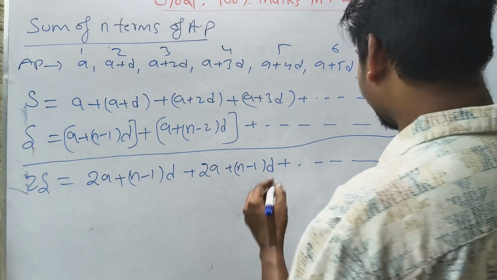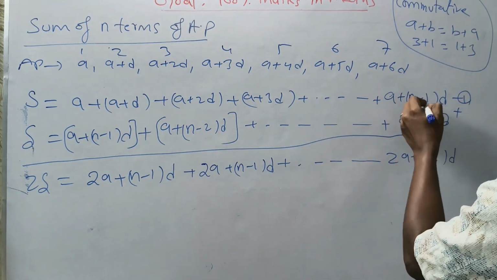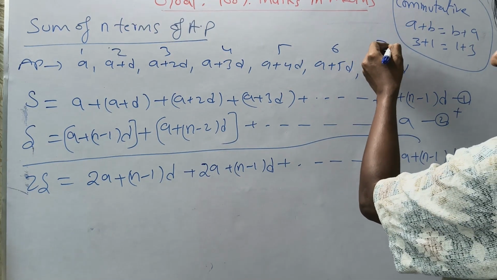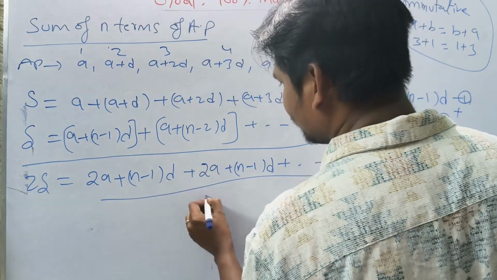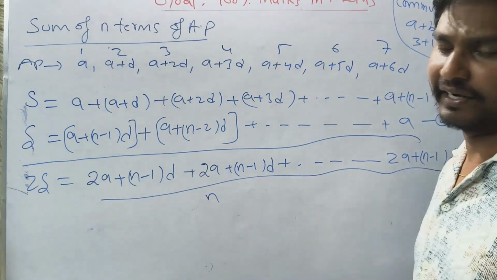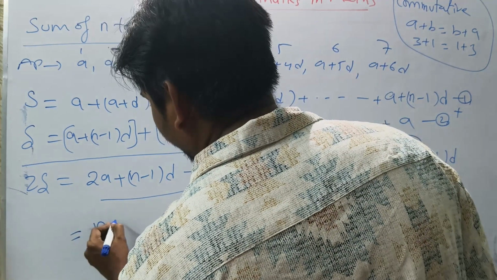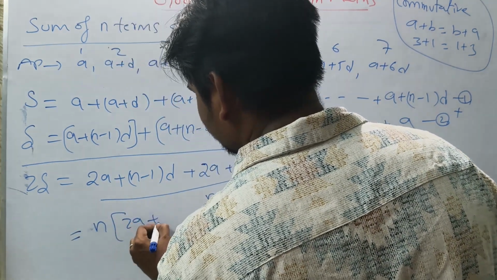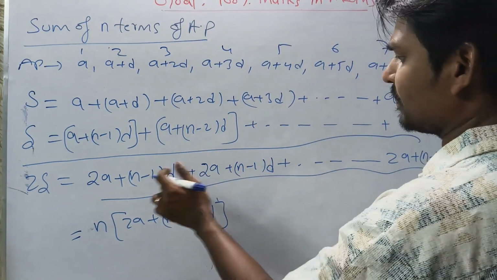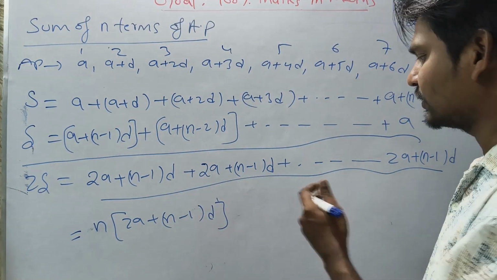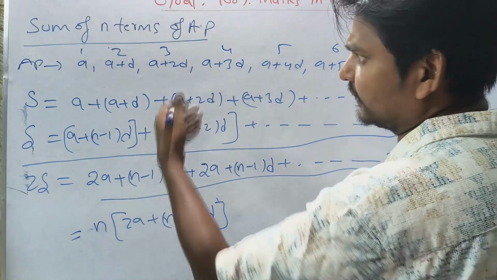Now here, total number of terms are how many here? Up to n terms you are considering. Here up to 7 terms actually. This one, up to n terms you are considering. So the total number of terms are n times of this thing you will get: 2a plus n minus 1 into d. Now see, n times of 2a plus n minus 1 into d you will get here. Why? Because the total number of terms are n. So that's why I am multiplying with n times. We already did the same before in that example.